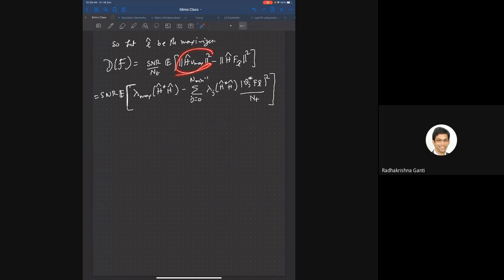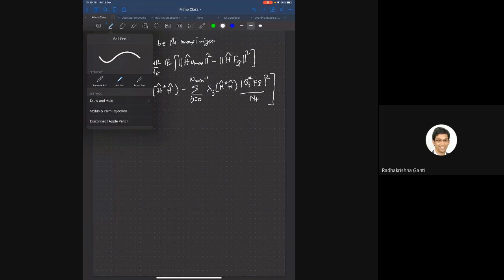How did we get from here to here first? How is this equal to this? Can one of you tell me? So we multiplied with the eigenvector, so that gave us the maximum eigenvalue corresponding to that eigenvector. What happened to this NT? Very close. So I'll just show you this part.